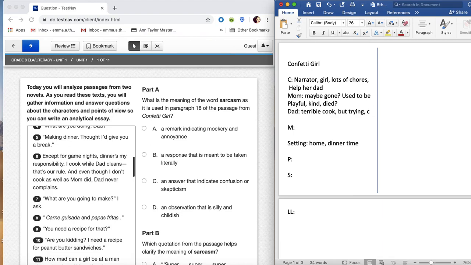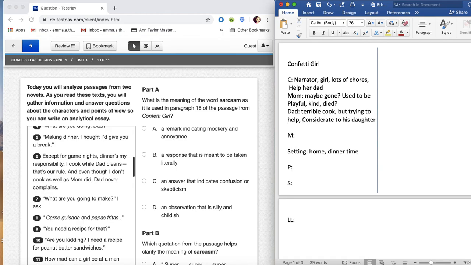He's considerate to his daughter. Can't cook, but really trying. I'll just add a note here, trying to help. All right. Do I know anything else?